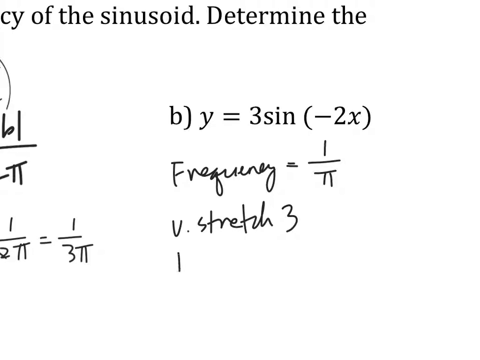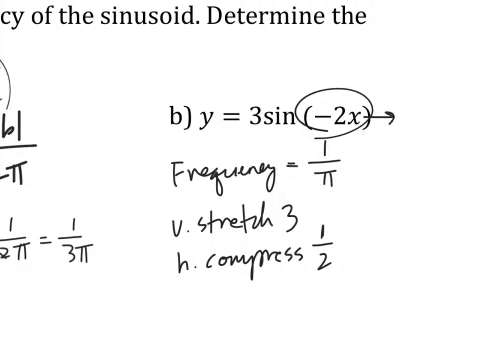Horizontal compress by half. Okay, that is correct. So basically you want to change this so that the number is in the denominator. So this becomes sine of x over negative 1/2. Okay, Sunny, give me the last one. Yeah, reflect over the y-axis.